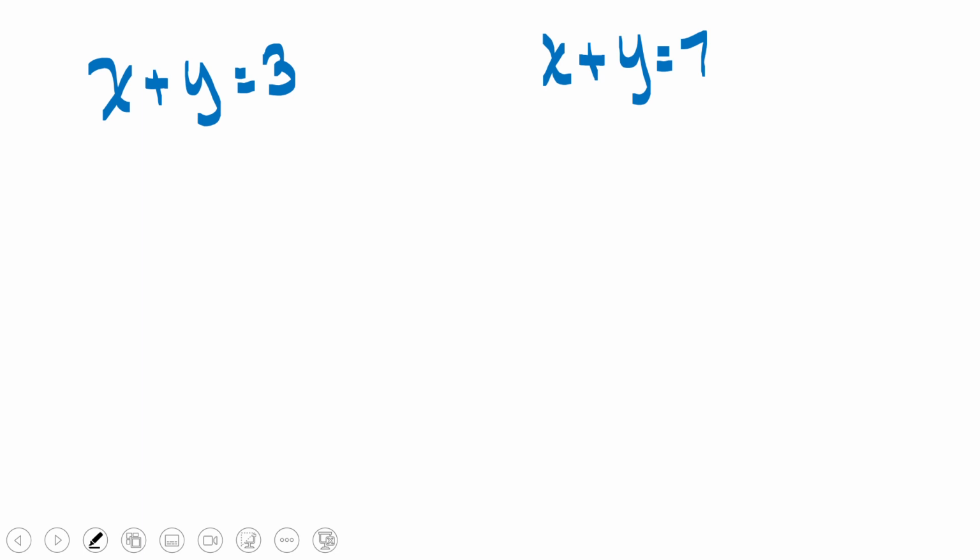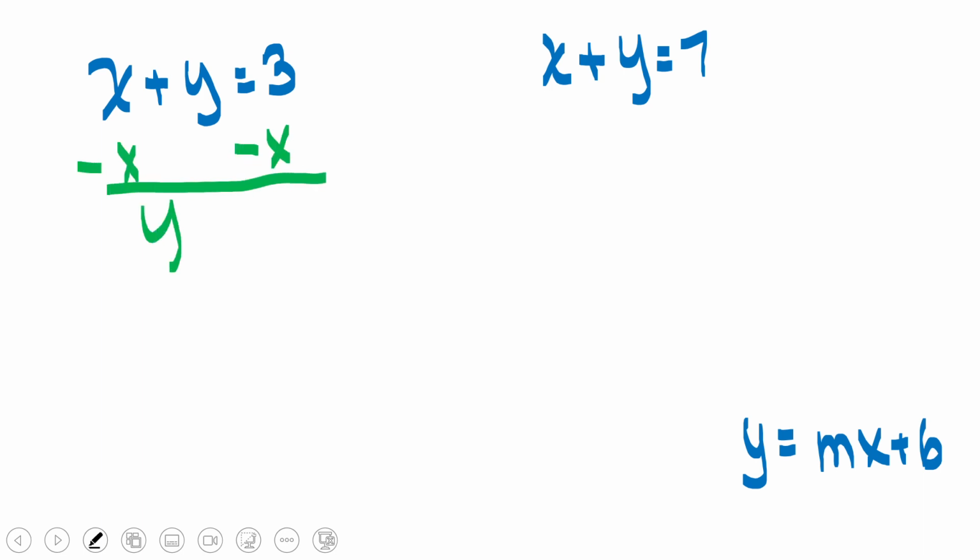Alright, x plus y equals 3, and x plus y equals 7, and we want y equals mx plus b form. And we're doing the same thing, solve the system by graphing, refer to your chart on page 280 about the solution set. And if we move this to y equals mx plus b form for both equations, we're going to subtract x from both sides here. We're going to have y equals negative x plus 3.